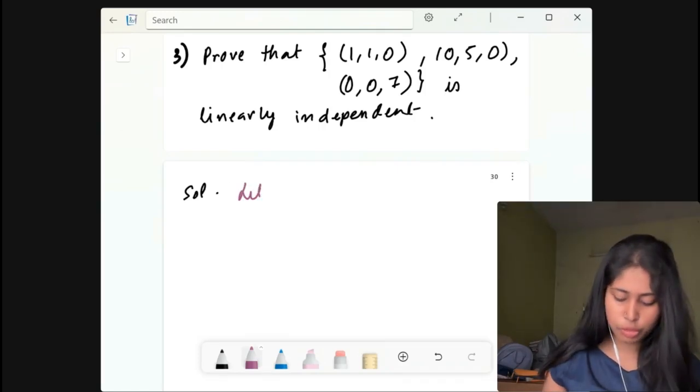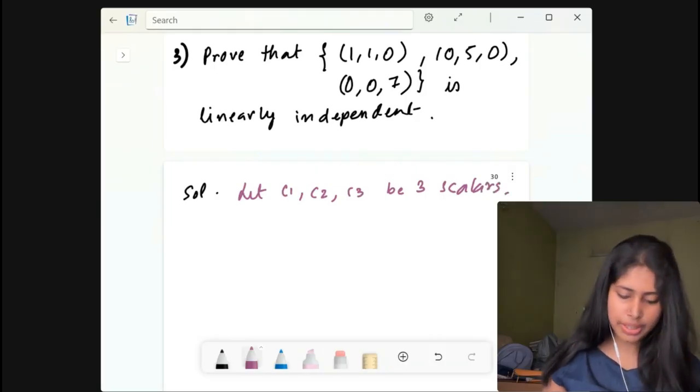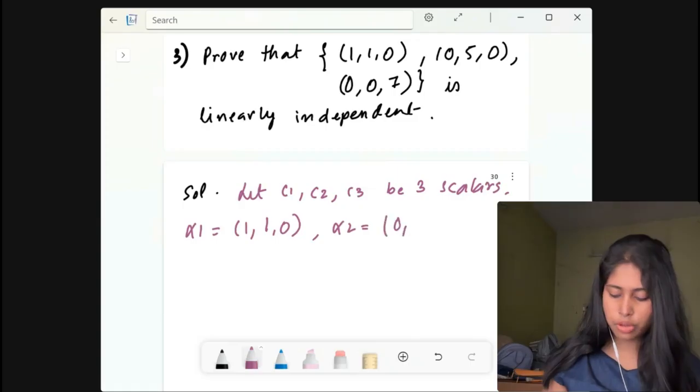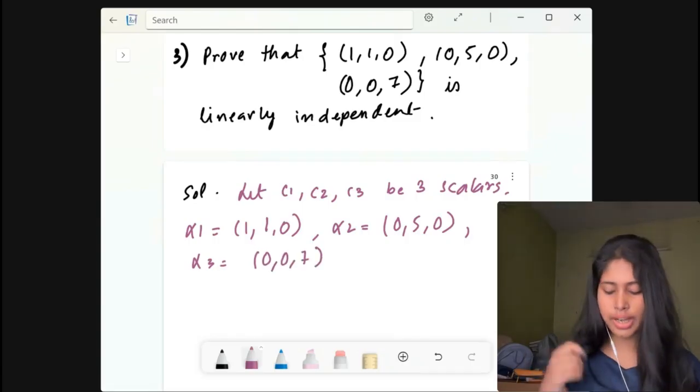So the first line will be: let c1, c2, c3 be three scalars. First we need to define the scalars, right? Alpha 1 given is (1, 1, 0). Alpha 2 given is (0, 5, 0). And alpha 3 given is (0, 0, 7). So we have been given the vectors.